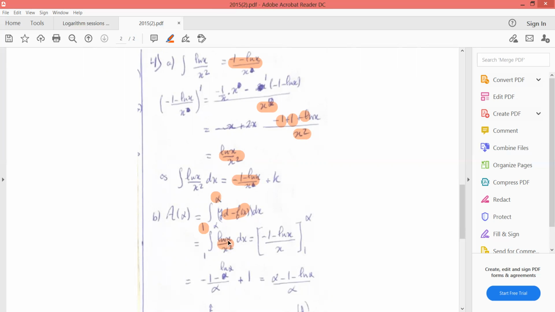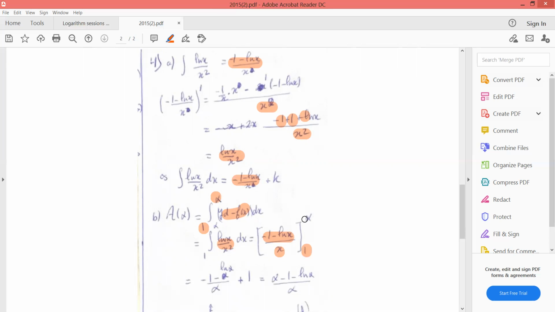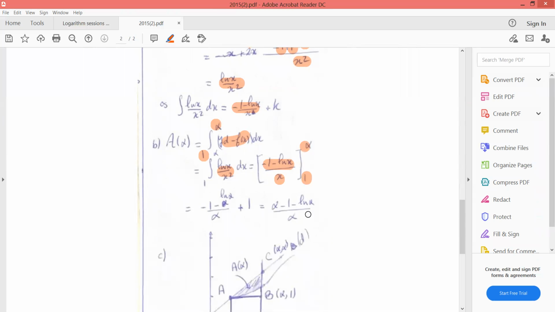It was given in the previous part that the integral of ln x over x squared is minus 1 minus ln x over x, between 1 and alpha. So first we replace x by alpha: minus 1 minus ln alpha over alpha. Then, replacing x by 1 gives minus minus 1, which equals plus 1. It will be alpha minus 1 minus ln alpha over alpha.